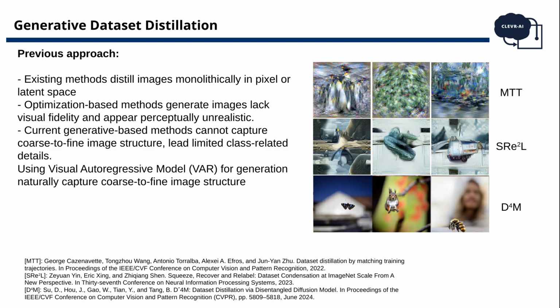Existing distillation methods often optimize images as a whole, either in pixel space or latent space. Optimization-based methods can be effective, but their images may lack visual fidelity. Recent generative methods improve realism, yet they do not fully exploit the hierarchical structure of images. As a result, fine object details and class-specific parts can be underrepresented. HIERAMP instead builds on visual autoregressive generation, which naturally proceeds from coarse layouts to finer details.